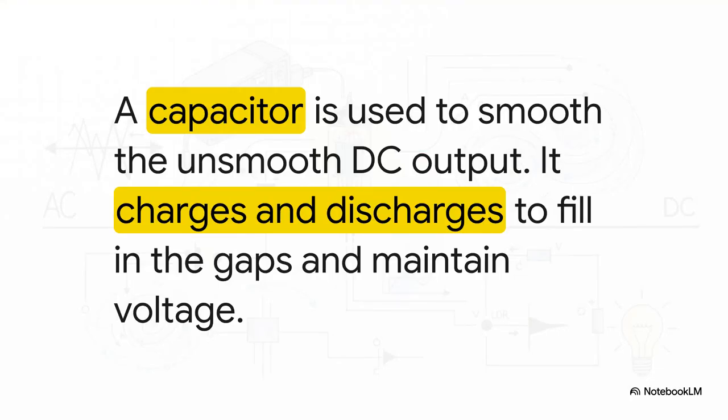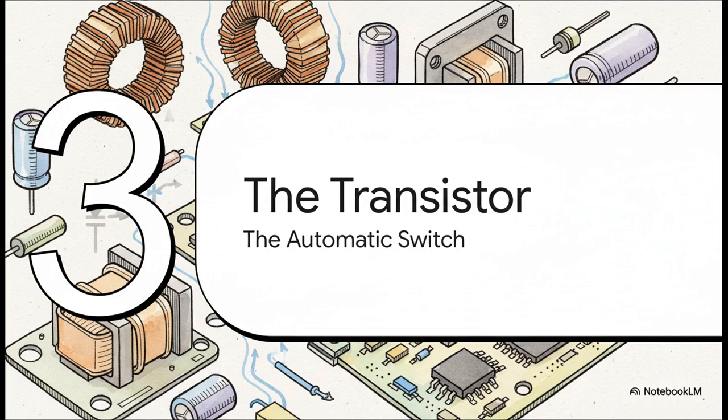To smooth out those bumps, we need one more little component, a capacitor. The best way to think of a capacitor is like a tiny, super fast battery. It charges up when the voltage is at its peak, and then when the voltage starts to dip, it instantly discharges, filling in the gaps. And the result is a much smoother, much more stable DC voltage. Okay, so we've solved the basic power problem. We've converted that wild AC into smooth, usable DC.